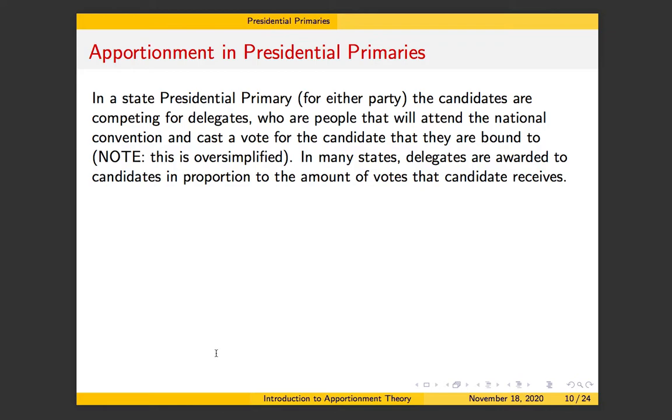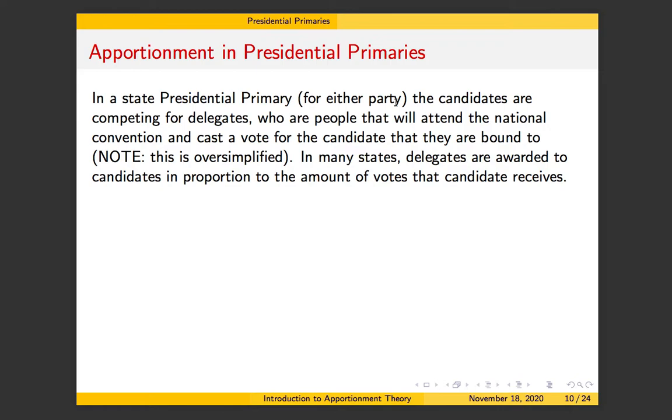Okay, so now let me move on to presidential primaries and show you a couple of methods there, and then I'll wrap this video up. So in a presidential primary that occurs in a given state, so think about the Iowa caucus, the New Hampshire primary, the Nevada primary, the Missouri primary, whatever, for either party, so this year there weren't really any Republican primaries because Trump was the incumbent, but there were, of course, a lot of interesting Democratic primaries.